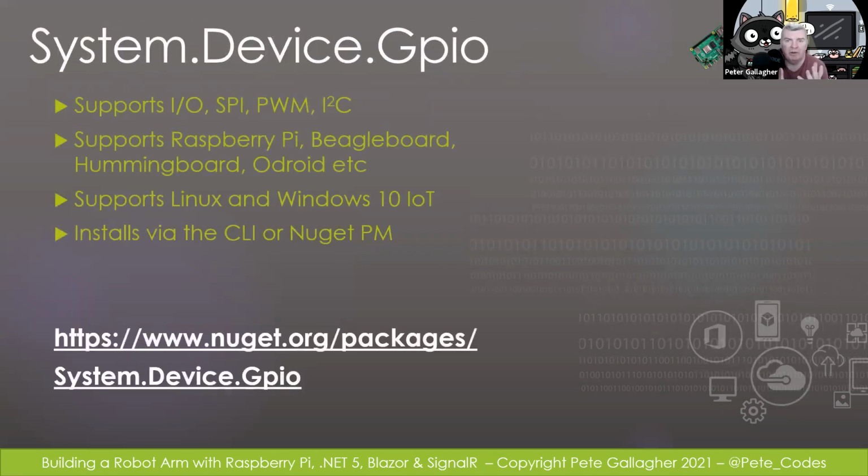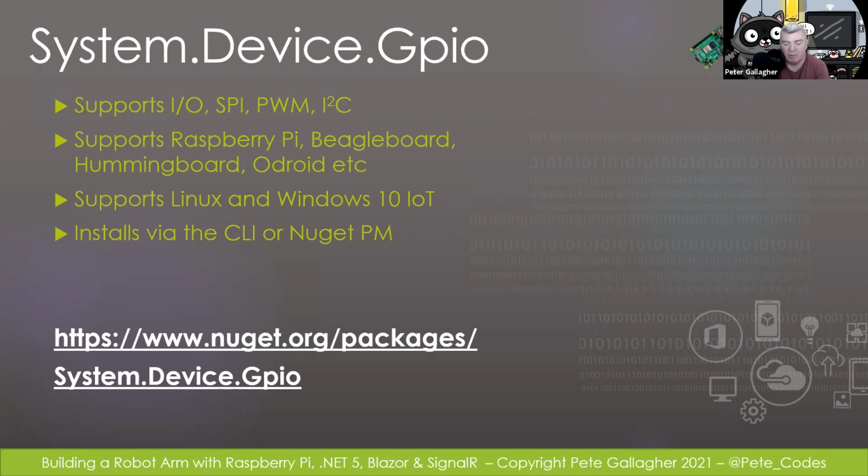So GPIO, if you don't know, that's general purpose input output, and that's the array of pins that you've got down the side of the Raspberry Pi for driving LEDs and other things and reading buttons and other things. This GPIO, that collection of bits and bobs, there's a NuGet package for that, System.Device.Gpio. And that supports obviously basic things like I/O, so LEDs and buttons I mentioned, but also things like serial ports, SPI and I2C, and PWM, pulse width modulation, which we'll spend a bit of time speaking about because that's how we're going to drive our robot.